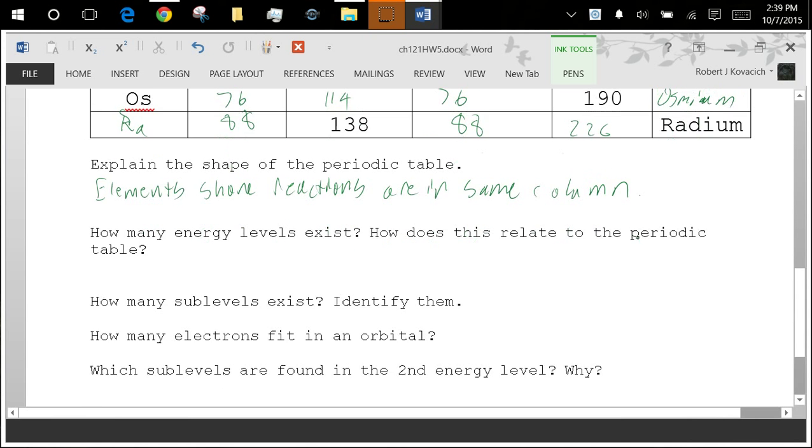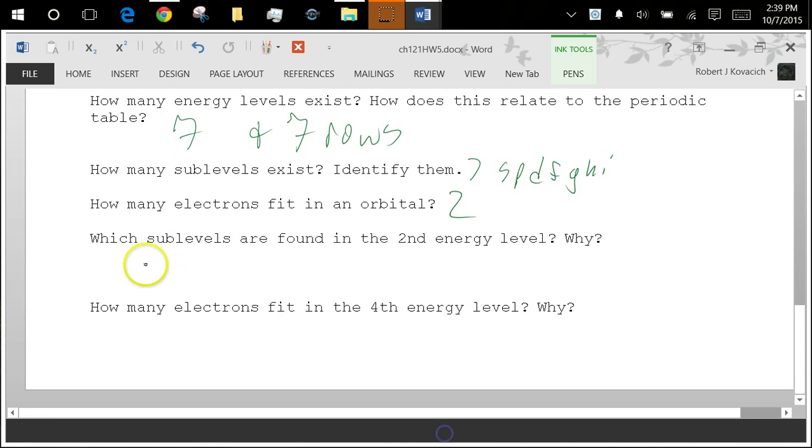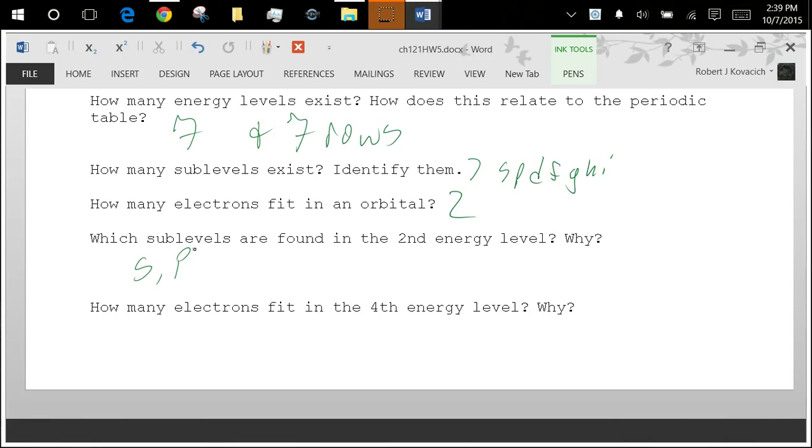How many energy levels exist, and how does that relate to the table? 7, and there are 7 rows on the table. How many sublevels exist? 7. And they're S, P, D, F, G, H, and I. How many electrons fit in an orbital? Just 2. And which sublevels are found in energy level 2? It has to hold exactly 2 sublevels, and the first 2 sublevels are S and P.